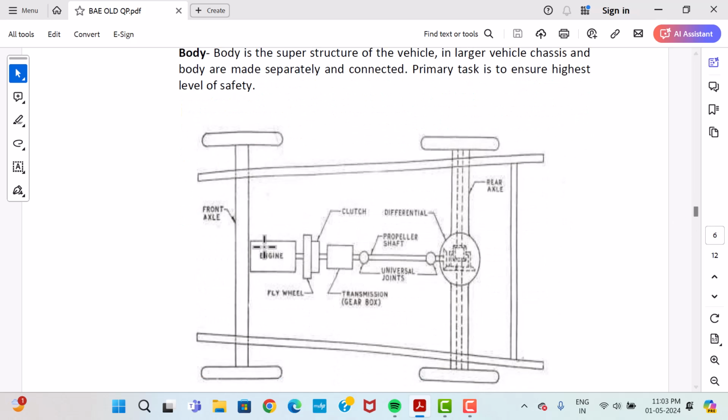Here you can see this is simply the chassis portion. This is a drive chain. Actually, this is the engine. There is a flywheel, then clutch, then the gearbox, then universal joint, propeller shaft, again universal joint, to the differential, to the final drive, to the rear axle. This is simply the drive chain: how the power is transmitted from the engine to the point where drive is dispatched.